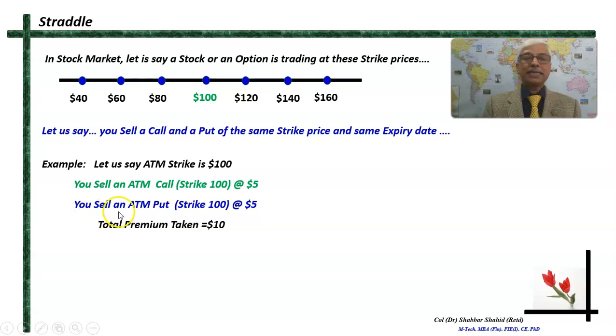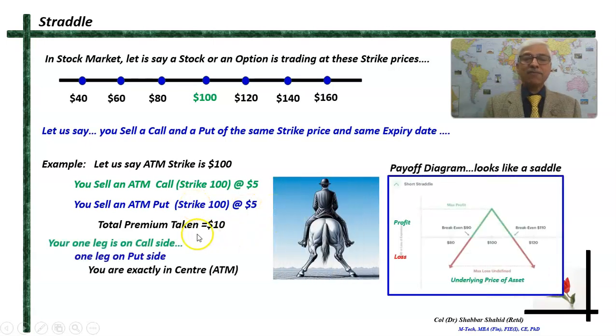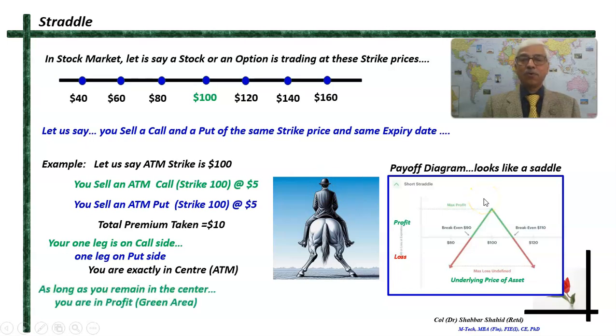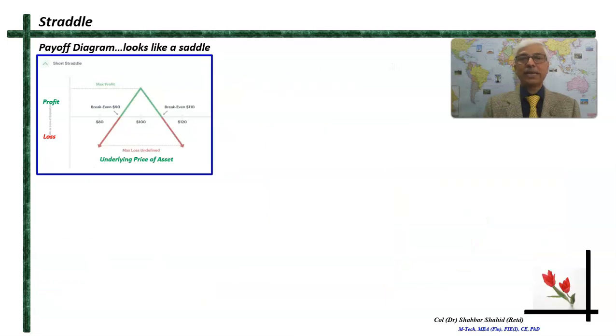All right, the figures are just to make you understand. And you simultaneously sell an ATM put, so a call as well as a put of the same strike you are selling, and then you receive a premium of $10. So what have you done? You have put one leg on call, one leg on put, and you remain exactly in the center. So this is the payoff diagram of a straddle. All right. As long as you remain in the center, you are safe. You are in profit. But if you tilt too much on either side, you will lose and fall off. Let us try and understand that.